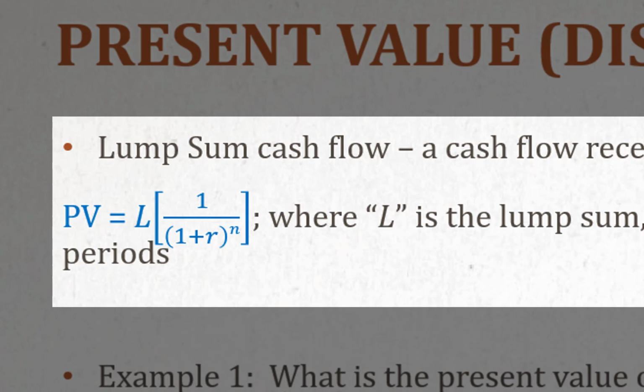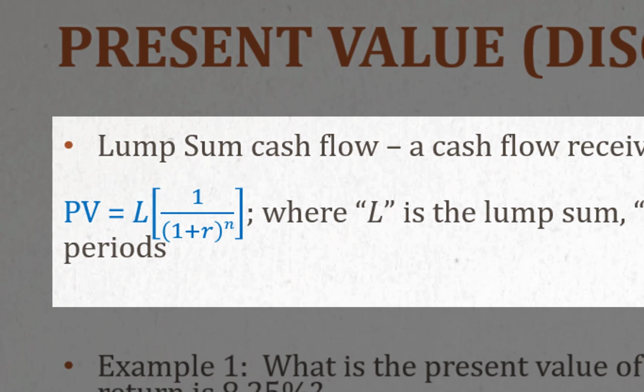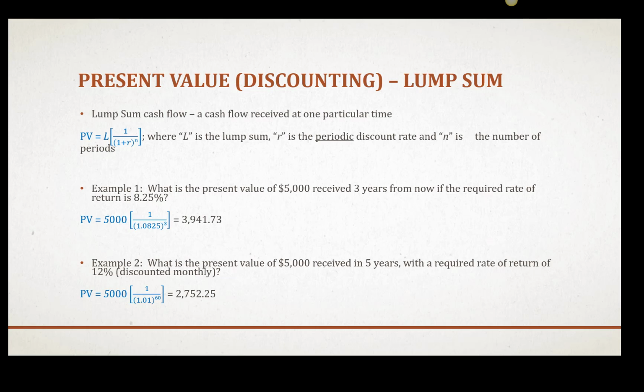Again, r is the periodic discount rate, so that could either be an annual rate, a monthly rate, a daily rate, etc. And the exponent n is the number of periods, whether that's the number of years, the number of months, the number of days, etc. So we need to adjust both the periodic rate and the number of periods to be the same periodicity. If we're talking about months, they both need to be months, a monthly rate and the number of months. If it's daily, we need to have the number of days and the daily rate, etc. So let's look at a present value problem.